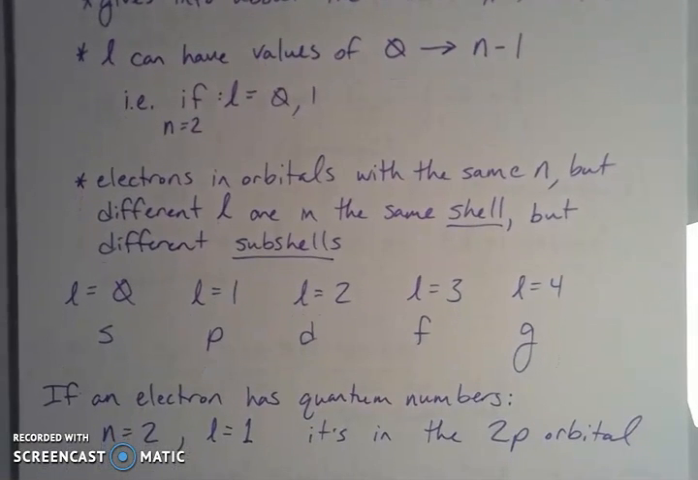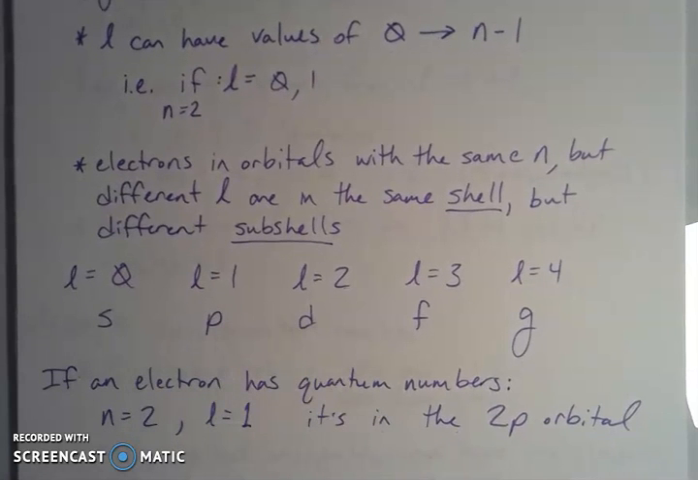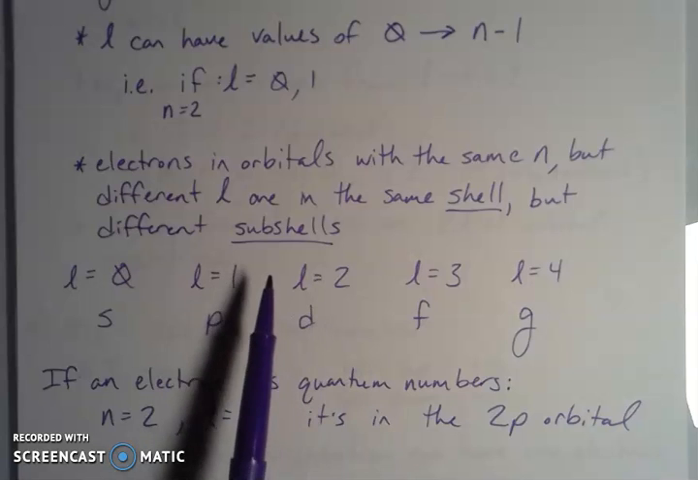So electrons can have the same n, they can be in the same shell, but they can have different L's. They can be in different subshells. They could also be in the same L, and so they'd be in the same shell and the same subshell. So you could have it both ways.